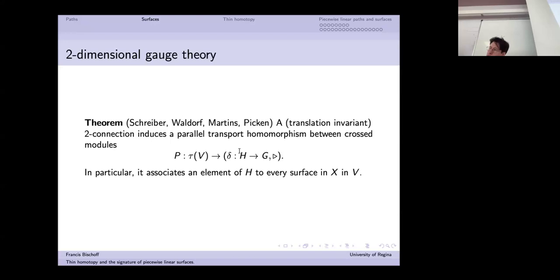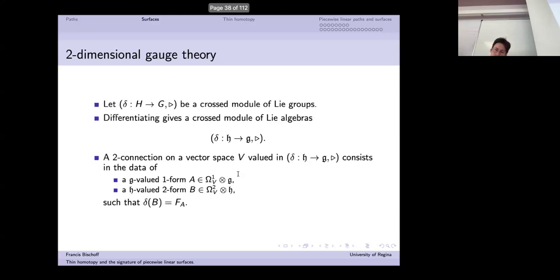I don't know specific examples, but you have gerbes with connections. So you could take G to be trivial and then H to be an abelian group. And then you would just have a two-form B. And then the surface holonomy would be the integral of B over a surface. That would be the usual U(1) gerbe. Yeah, exactly, if H was U(1).